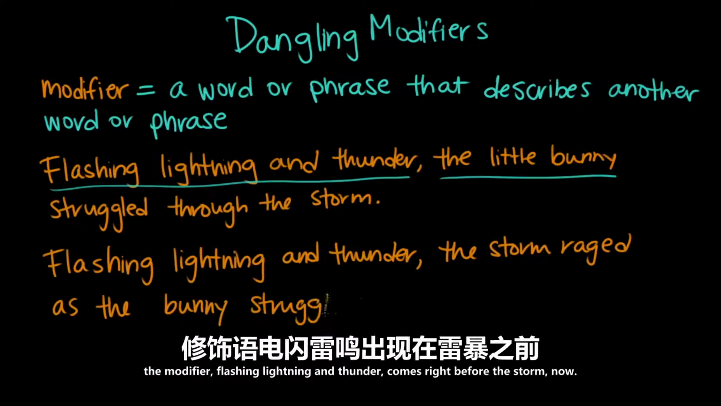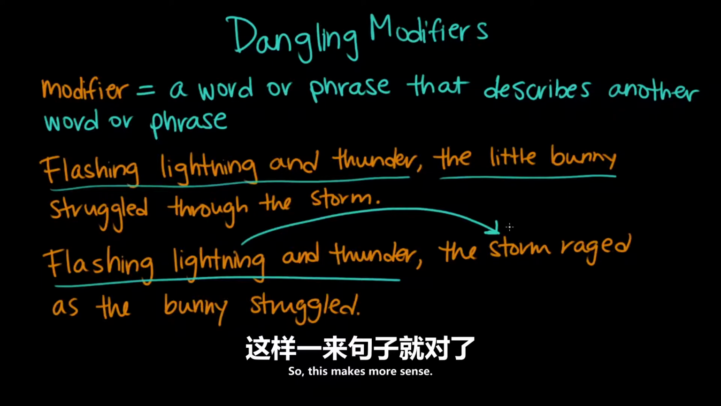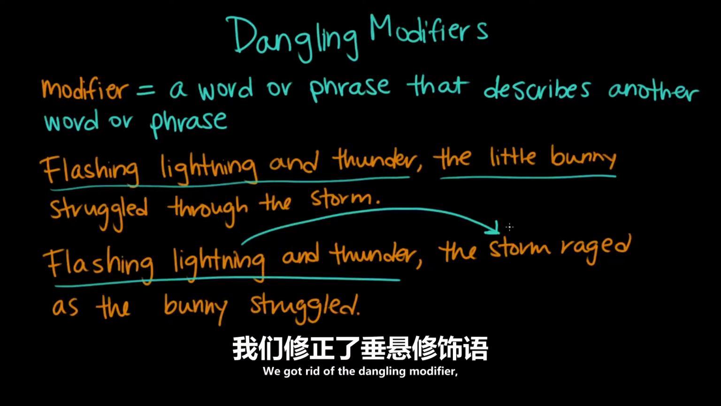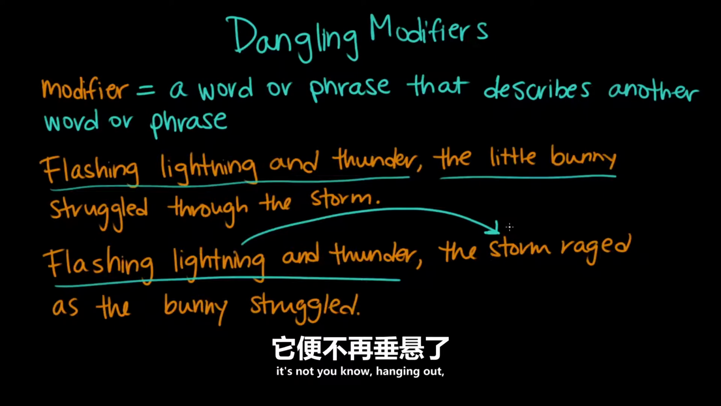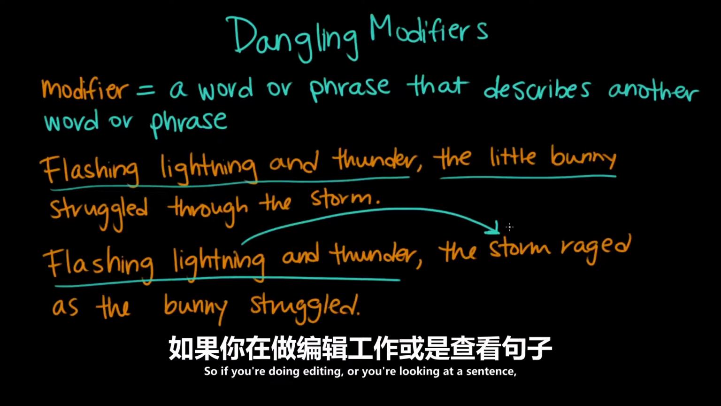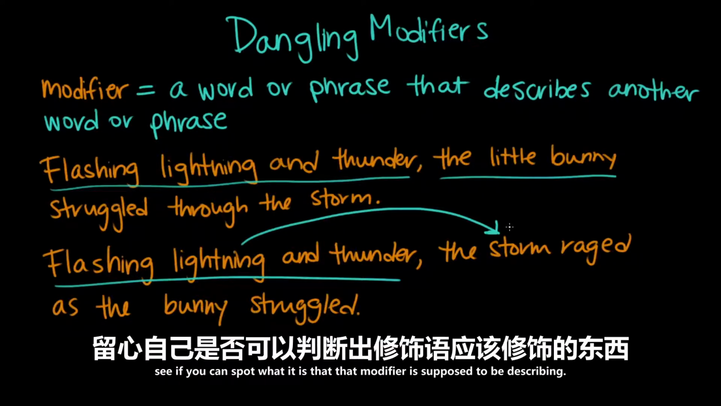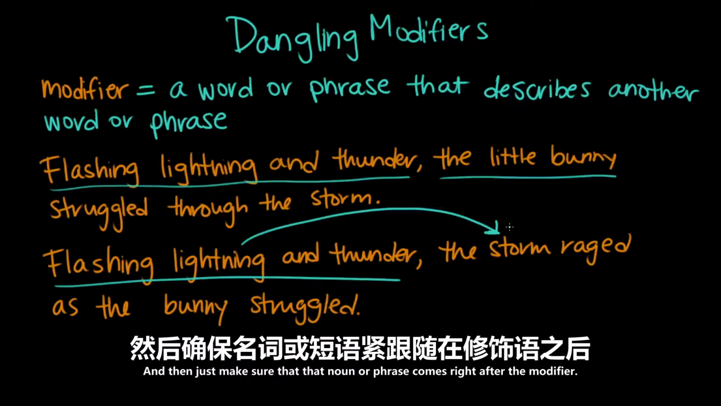So this is all better. The modifier "flashing lightning and thunder" comes right before the storm now. Right. So this makes more sense. We got rid of the dangling modifier. It's not hanging out looking like it's modifying the wrong noun. So if you're doing editing or you're looking at a sentence, see if you can spot what it is that modifier is supposed to be describing, and then just make sure that noun or phrase comes right after the modifier.